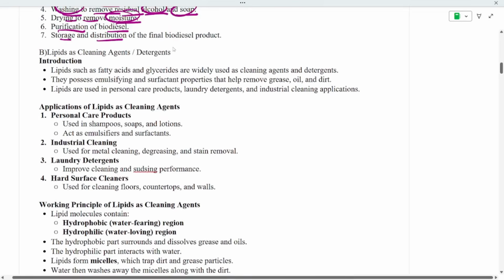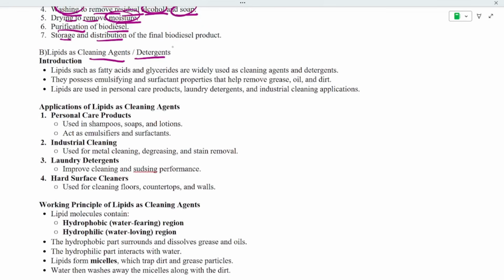Next we will see lipids as a cleaning agent or detergent. Lipids like fatty acids and glycerides are widely used as cleaning agents and detergents. They possess emulsifying and surfactant properties that remove grease, oil and dirt. They are used in personal care products, laundry agents, industrial cleaning applications and more, in a wide range.